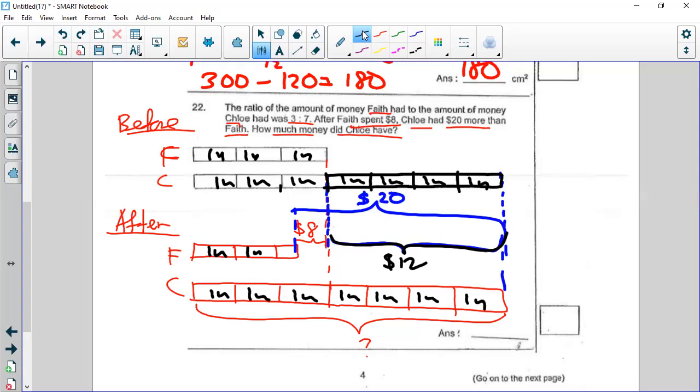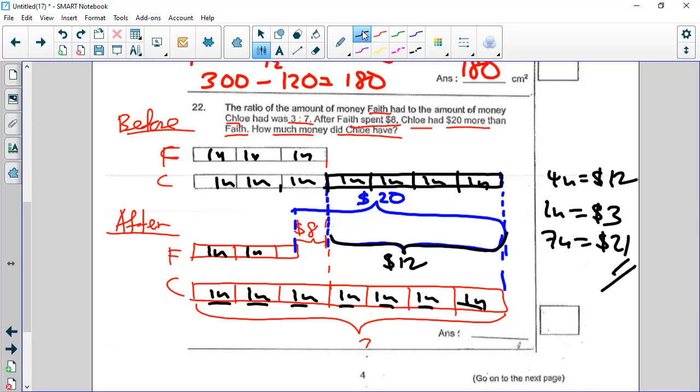Once you draw the model, you look at the model and study it to find how many units is equal to how much. So you can see that your 4 units is actually $12. Do you agree? By looking at the model and not at the question. So if 4 units is $12, then what is 1 unit? $12 divided by 4, 1 unit is $3. Then Chloe has how much? Chloe has 7 units. 1, 2, 3, 4, 5, 6, 7. So Chloe must have 7 times 3. She has $21 and her money is unchanged. Do you understand?